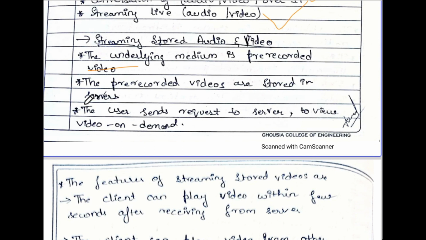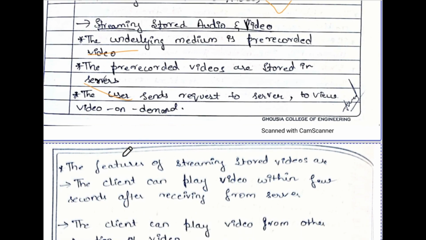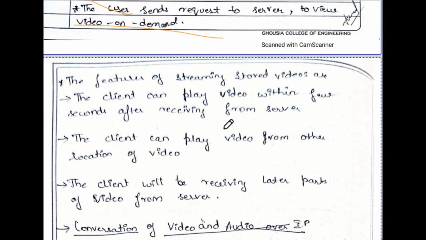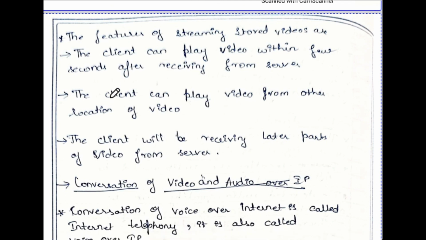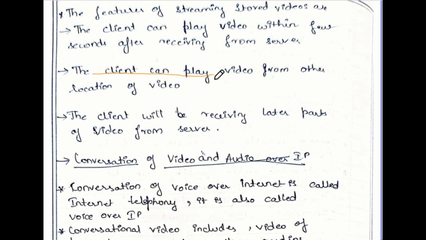These pre-recorded videos or audios are stored on a server. The user sends a request to the server to view video on demand. The feature of streaming stored videos: a client can play the video after receiving just the first part from the server. When the client receives it, you can start playing the video, and the rest of the video will be coming part by part. The client can play video from any location. He can relocate a video to a starting position. A client will be receiving later parts of the video from the server.